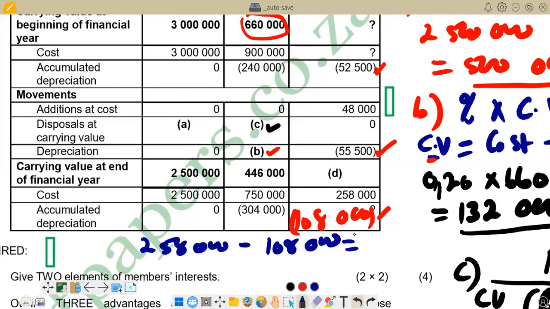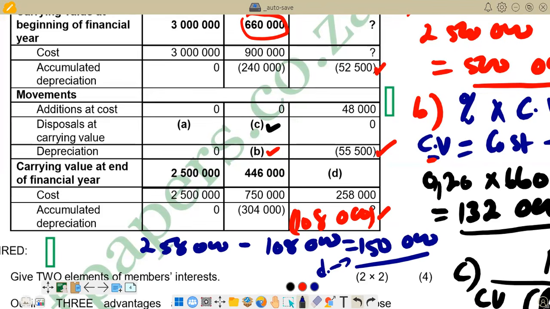So if you calculate that one, you're supposed to get 150,000. So this one becomes our T. So D here to represent our D. So that's what we have in terms of that note 14.